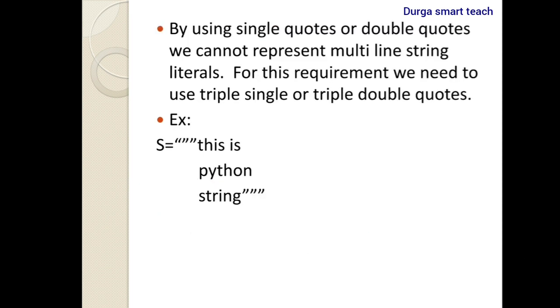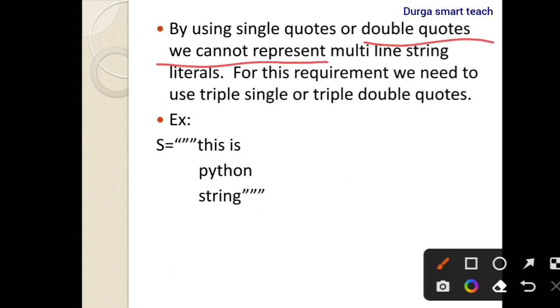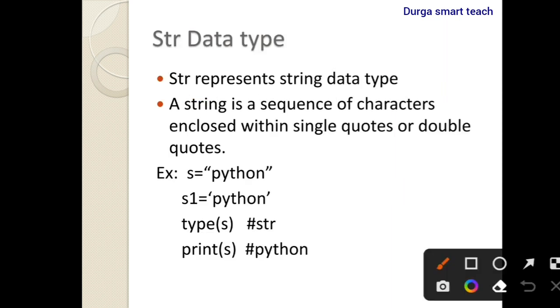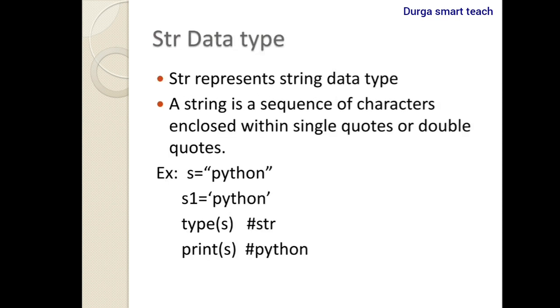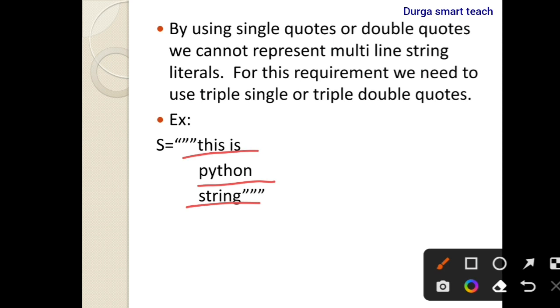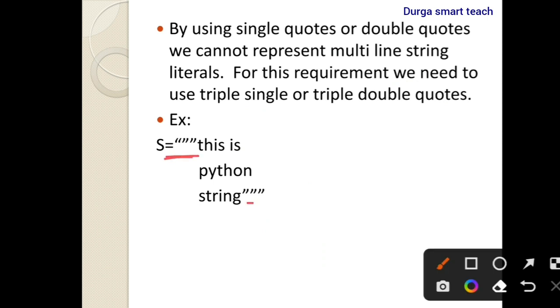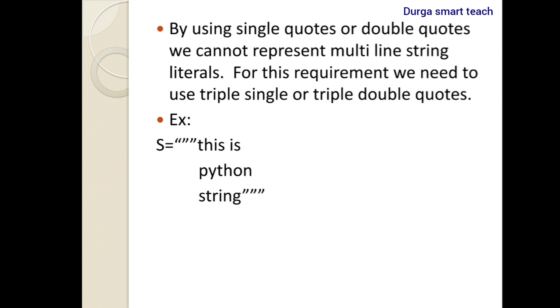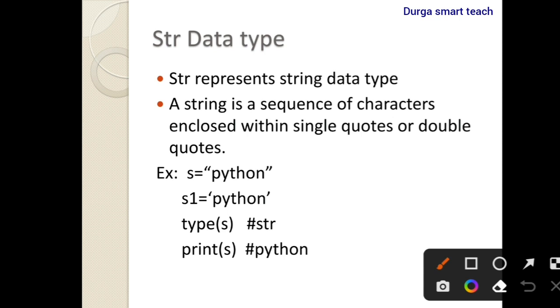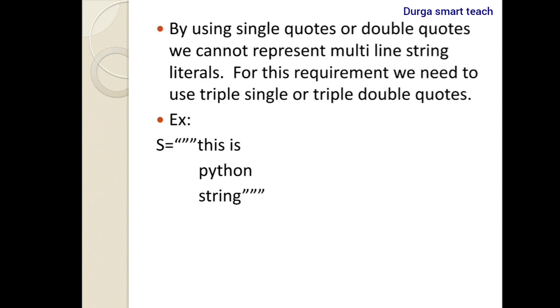By using single quotes or double quotes we cannot represent multi-line string literals. By using single or double quotations you can represent only a single line of string. If you want to represent a multi-line string, like this Python string which contains three lines, for this requirement we need to use either triple single quotations or triple double quotations. Here I used triple double quotations. You can use triple single quotations also for multi-line string literals. Normally one-line strings are enclosed between single or double quotations, but multi-line string literals should be enclosed between triple single quotations or triple double quotations.